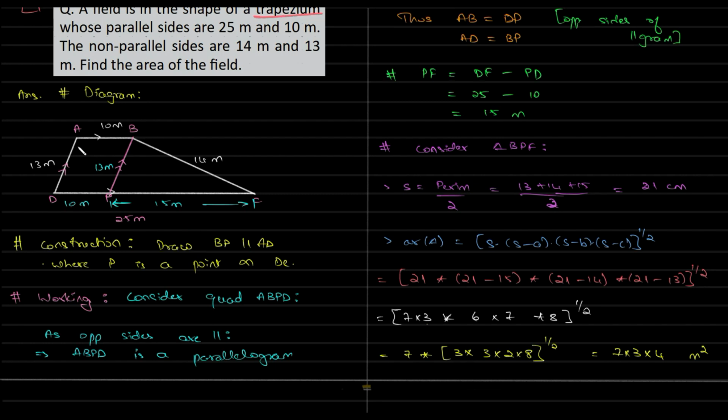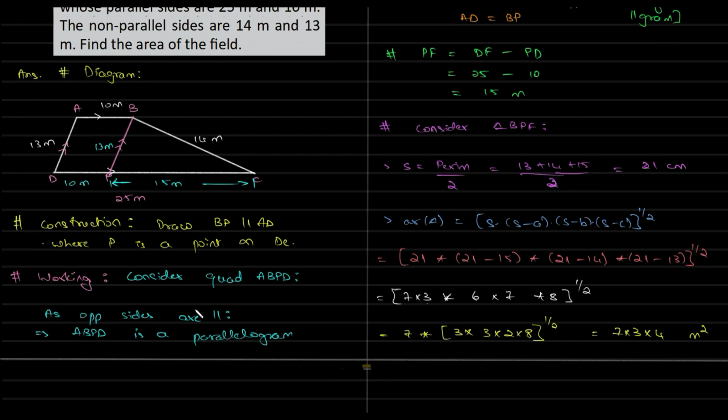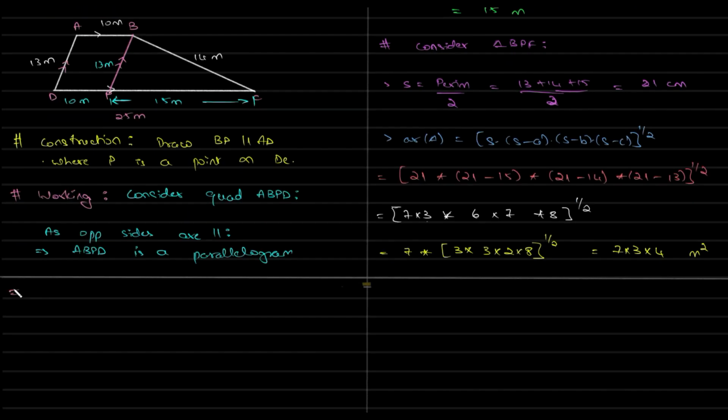Next thing is finding the height of this. Why do we need the height? See, area of a parallelogram needs the base length and the height. We already have the base length. Base length is 10. Then how do we find the height? Well, we find the height with the help of the area of triangle BPF. Let me show you guys how to do that. So area of triangle BPF can also be written as half into base into height.